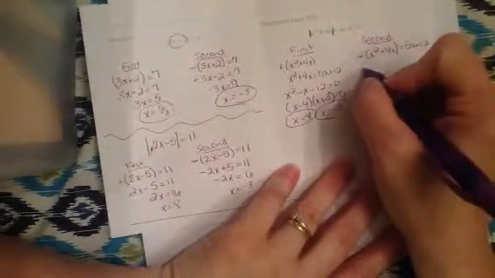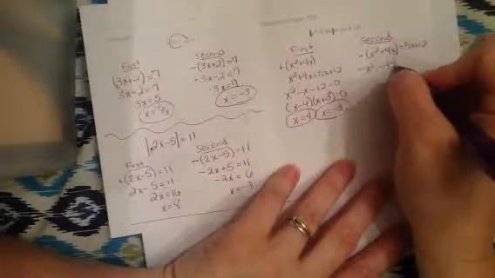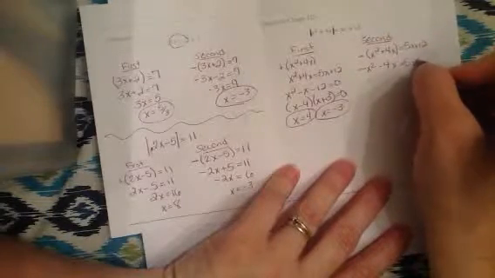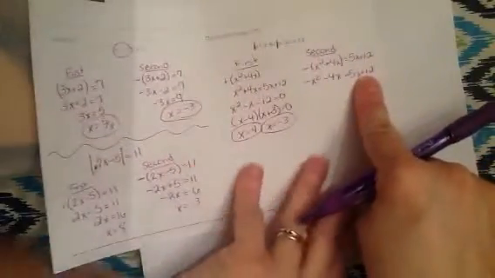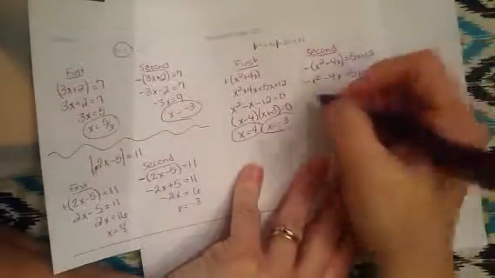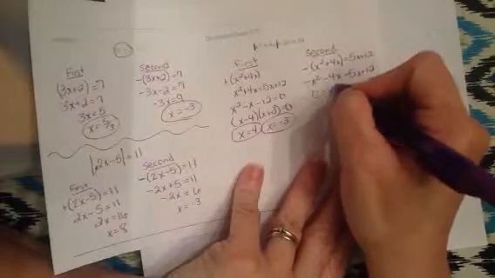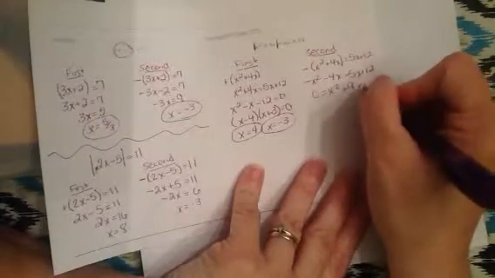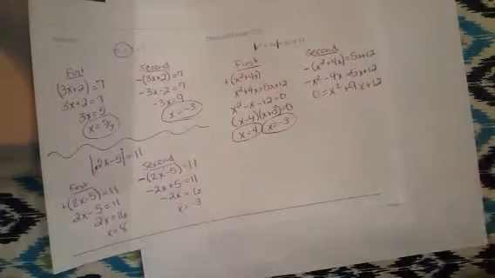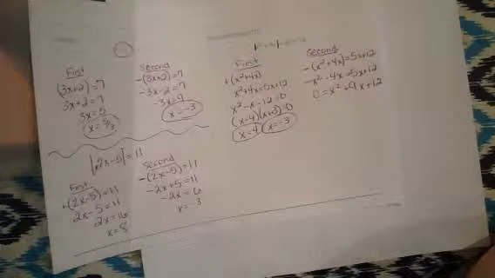Then for the second one, negative x squared minus 4x equals 5x plus 12. I'm going to take them this way so that I have a 0, so that I have a positive x squared. So 0 equals x squared. When I move that over, it adds. So 5x plus 4x is 9x plus 12. So then we want to factor this, and it does not factor. So we'll have to do the quadratic formula.